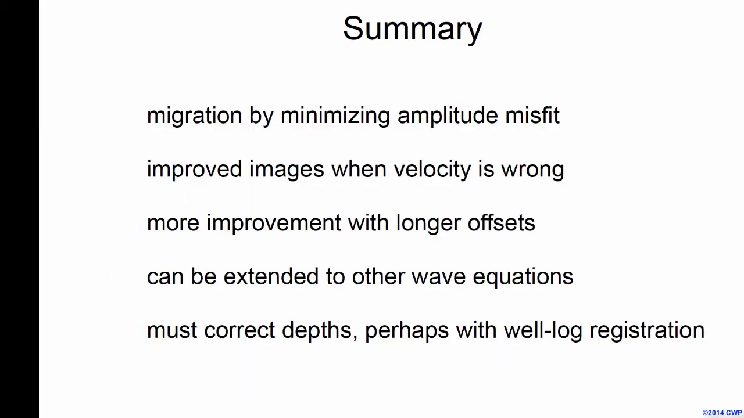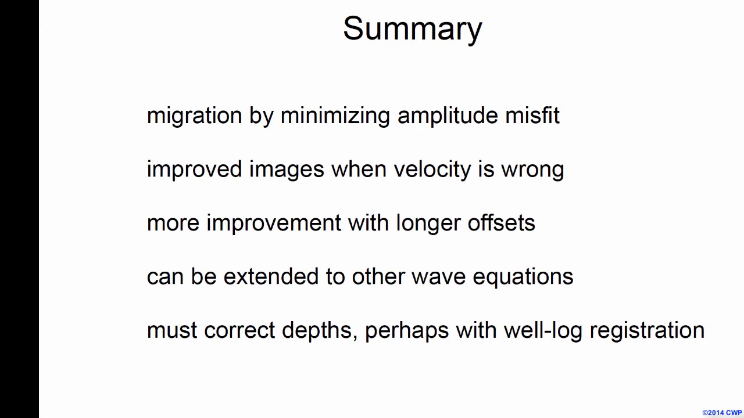So in summary, we've proposed a method for migration by minimizing what I called an amplitude misfit, which is simply the difference between predicted and shifted observed data. We saw that this amplitude misfit results in improved images when the velocity is wrong. And in fact, we expect to see more improvement when we have longer offsets. This isn't something that I demonstrated directly, but we're relying on offset information to give us information about the inconsistencies in the model. So if we have longer offsets, we have more information at our disposal.